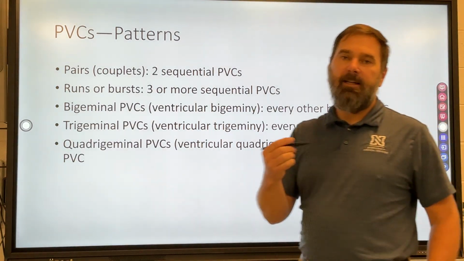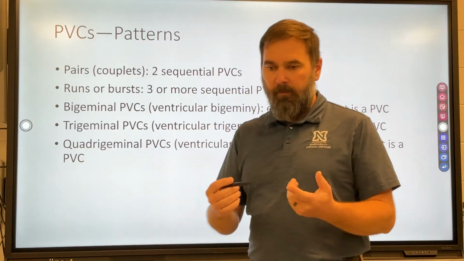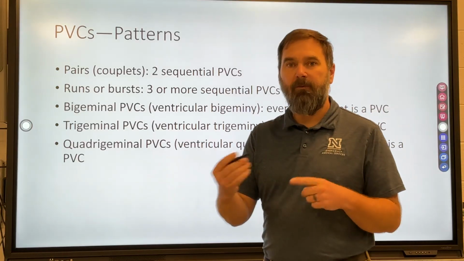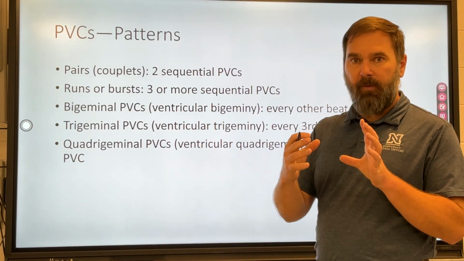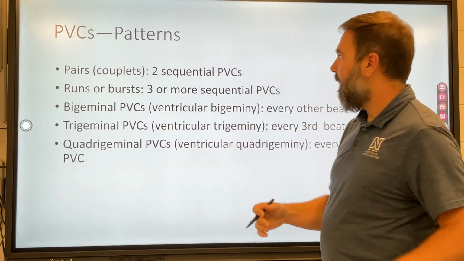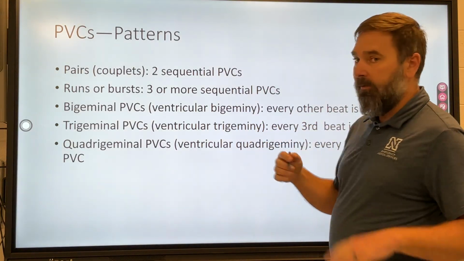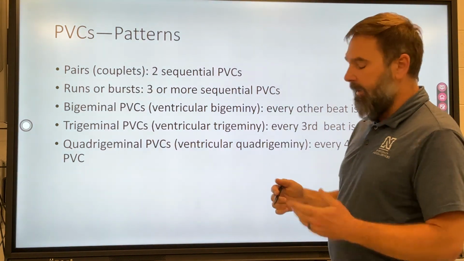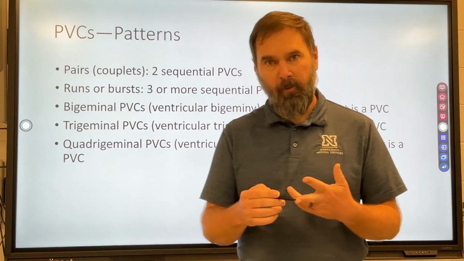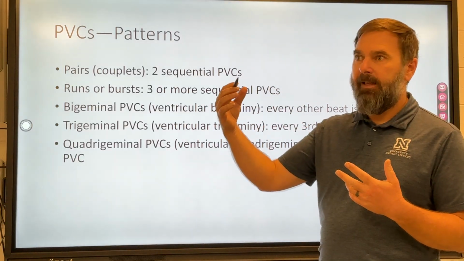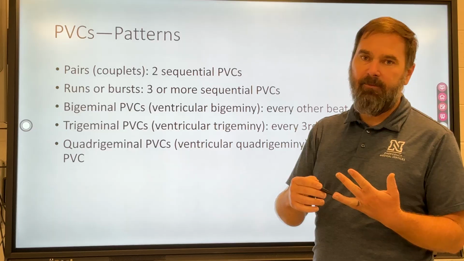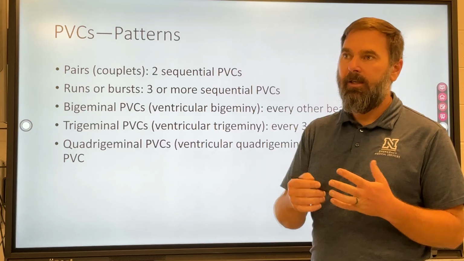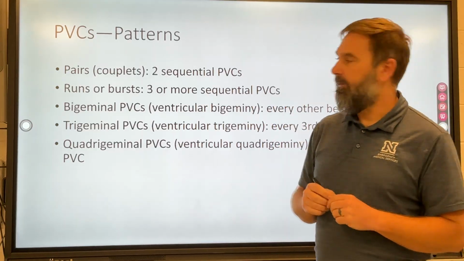PVCs are usually identified in a couple of different ways. One, you may have uniform PVCs, or unifocal, uniform meaning they're all the same shape, one form, and unifocal meaning they're coming from one site in the ventricles. You may have multifocal or multiform. Multiform means they're in different shapes and sizes, and multifocal means they're coming from different ectopic sites in the ventricles.